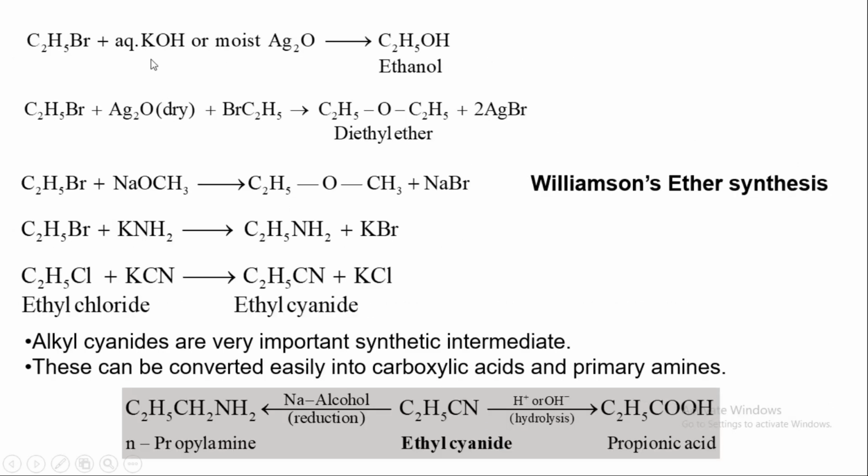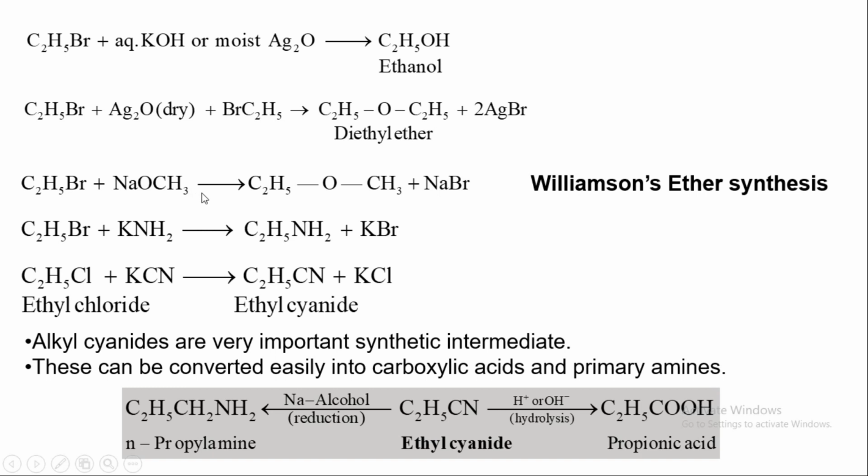Next, if we use aqueous KOH or moist Ag2O, as we have already done in the SN1 reaction, that is a simple substitution reaction. So when we are using aqueous KOH, we get an SN reaction, meaning a substitution reaction. So bromoethane will give ethanol. If we use dry Ag2O and take 2 moles of C2H5Br, we will get diethyl ether, meaning ether preparation. So we will get ethoxyethane or diethyl ether in presence of Ag2O.